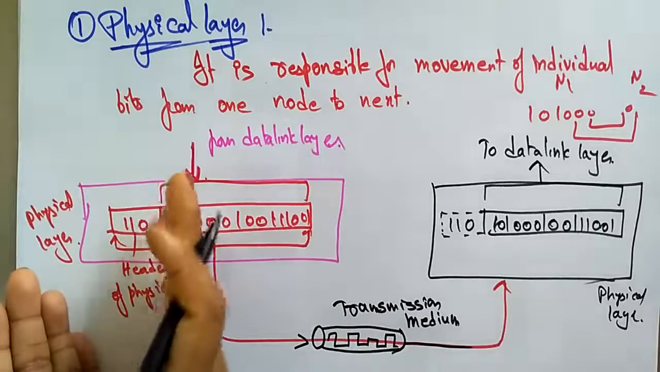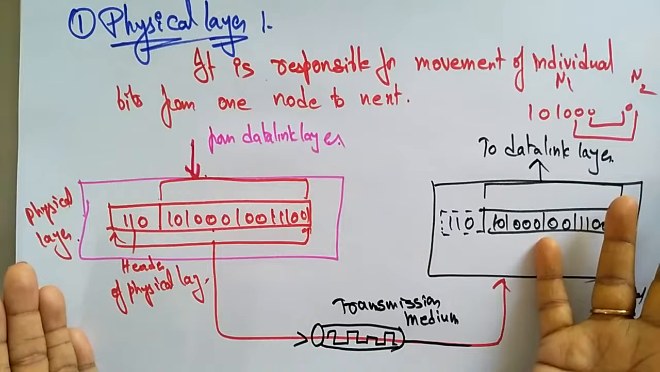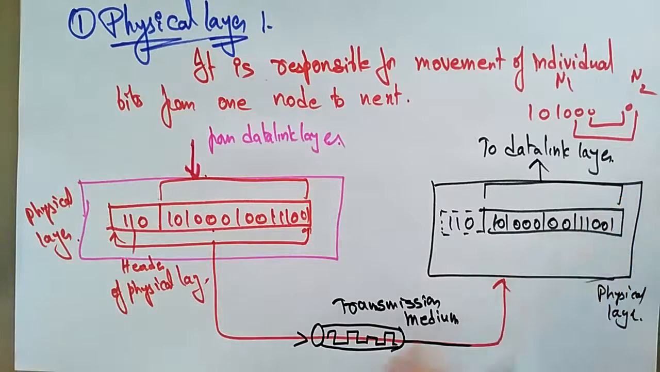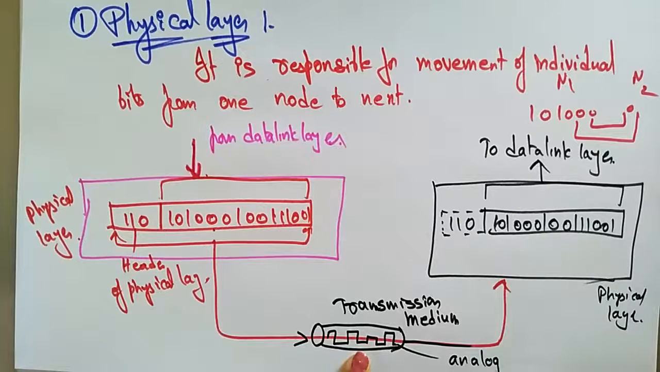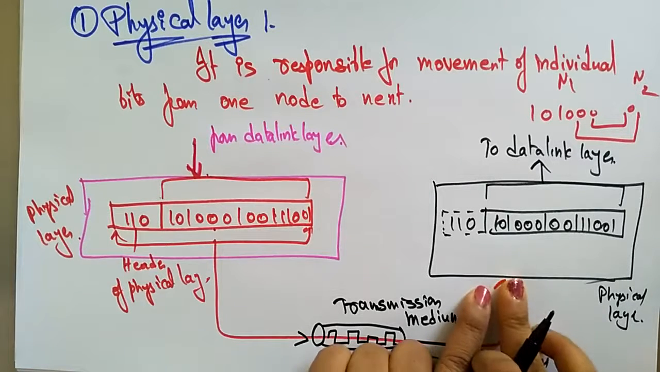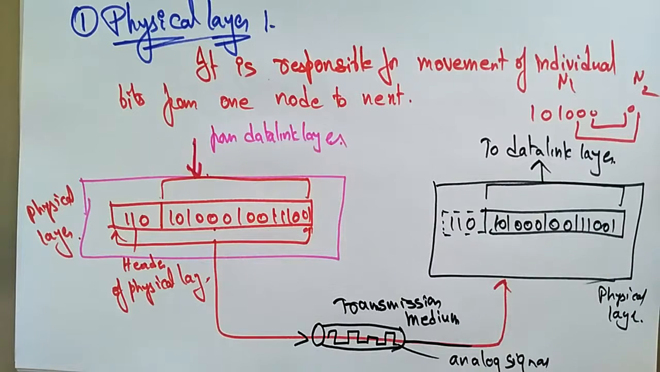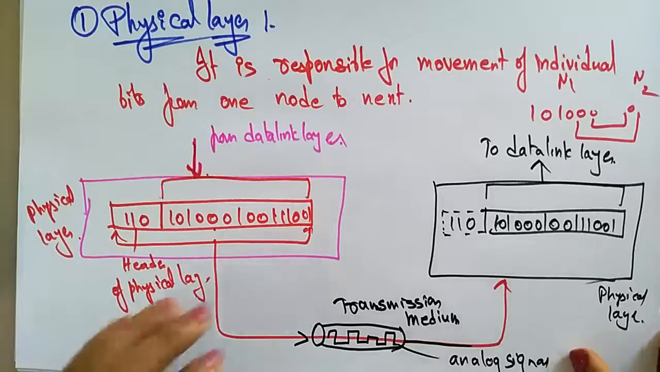So the physical layer is going to transmit that message to the other end of the network by using the transmission media. In the transmission media, the ones and zeros will be converted into an analog signal. And when this analog signal reaches the physical layer again, it converts the analog signals back into ones and zeros. So this is a brief introduction of the physical layer.